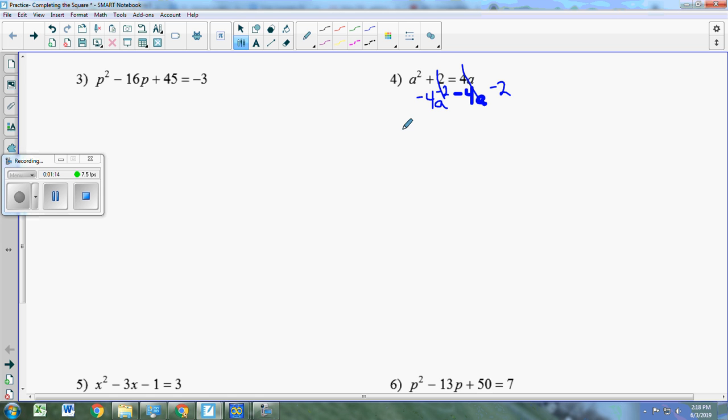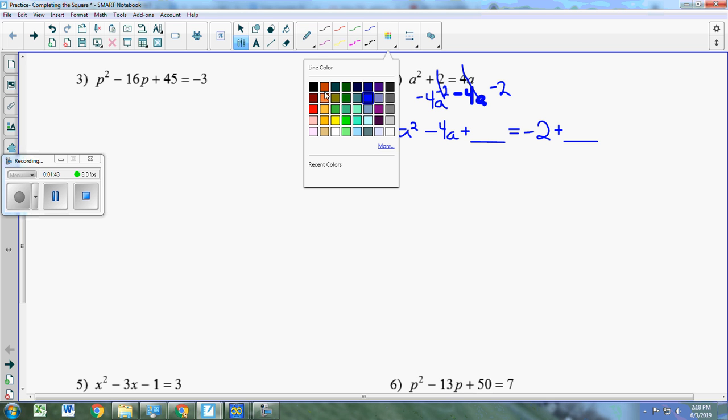All right, so now what is that going to do for us? Well, we'll have a squared minus 4a, and that's all we have on the left side. Now I am anticipating wanting to complete the square, so I'm going to write a plus blank. On the right side, I'll have that negative 2, and whatever I add here, I also have to add to the right side, so I'm going to add a plus blank again.